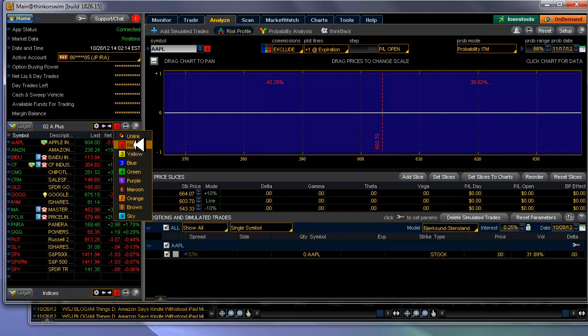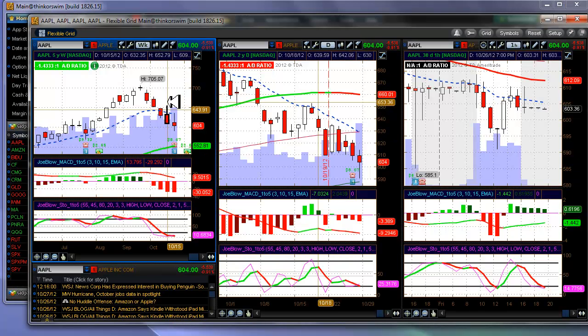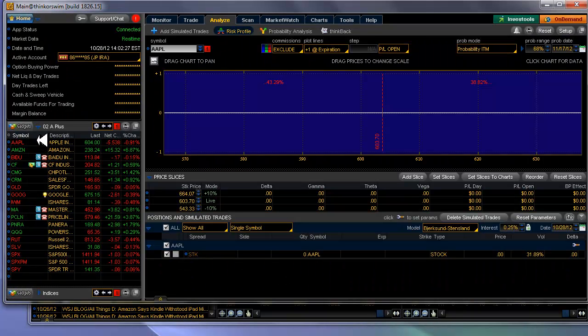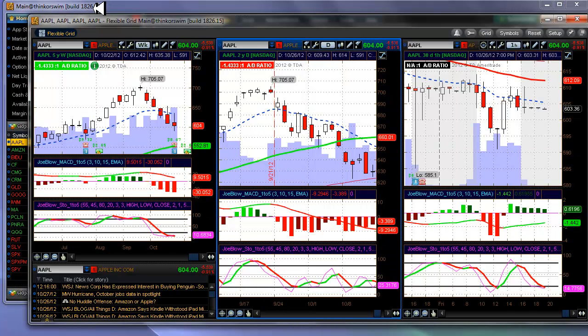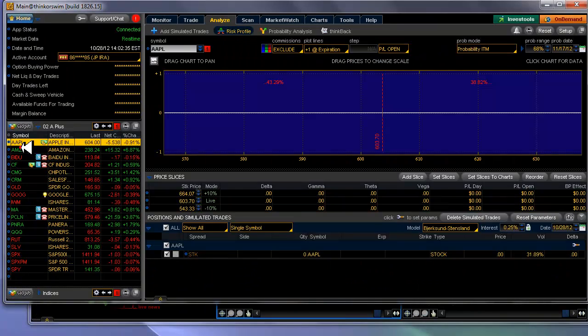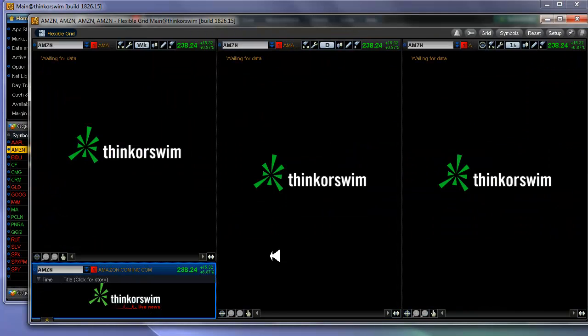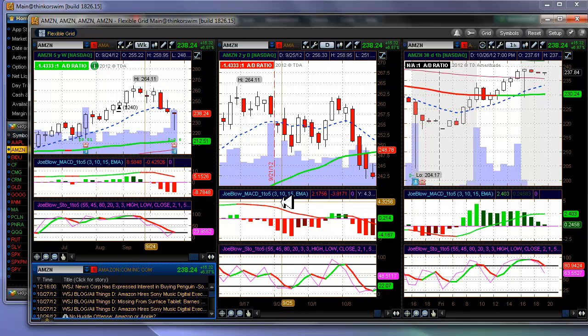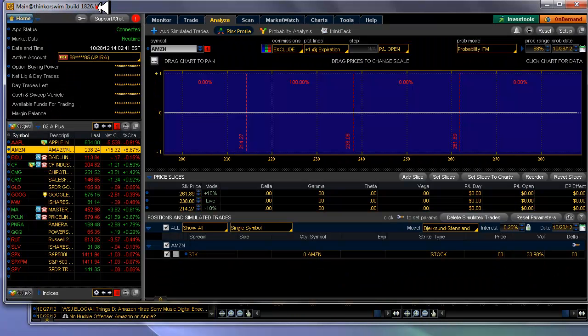We're going to say that we want to link this to red. And you know that back here on our Joe Blow grid set, each one of these are set to red. So whenever I click on Apple here, it's going to be what comes up over here. And when I come back and click on Amazon, I'm going to get Amazon here. So those are linked.